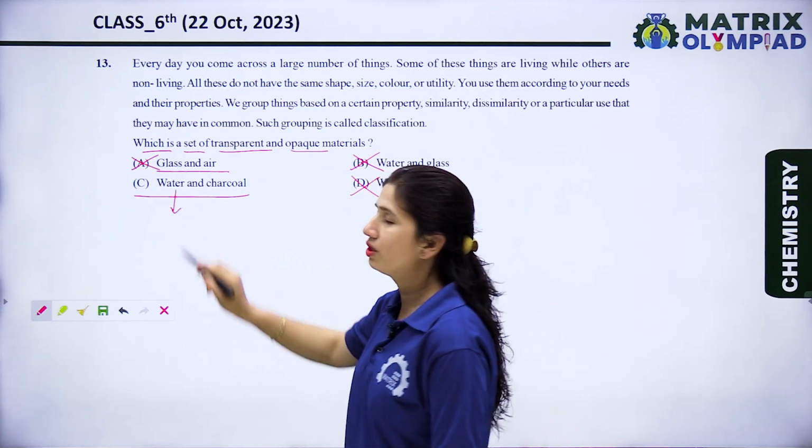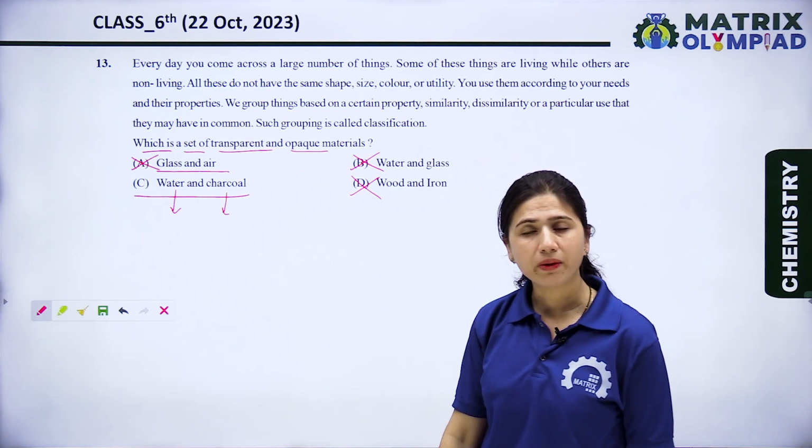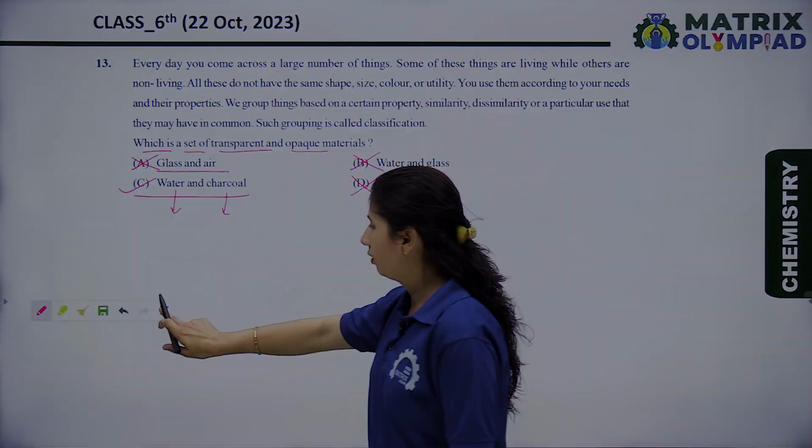So water is transparent and charcoal is an opaque material. So option C is the right option.